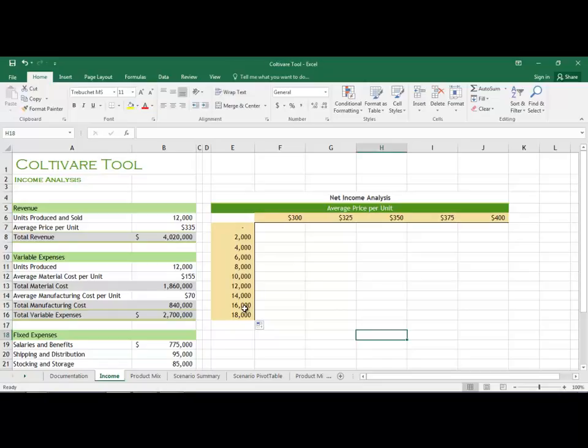So this gives us a true marketing discussion. What if we sell more units at a particular price? What if we have multiple prices? Which one will get us the best outcomes? So we're going to deal with two variables here.